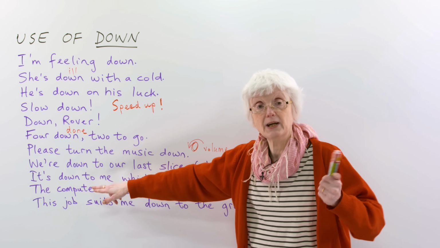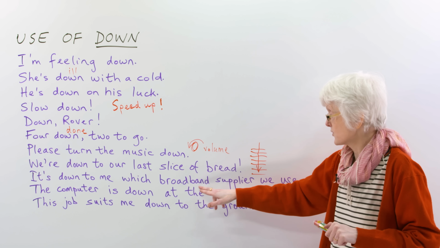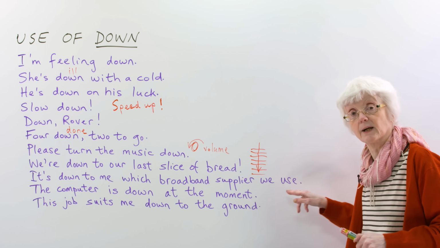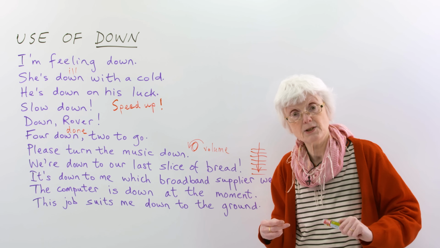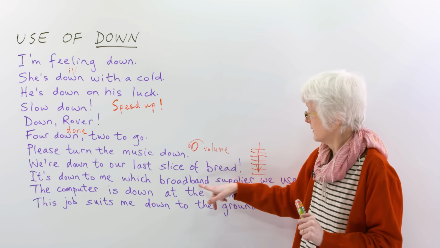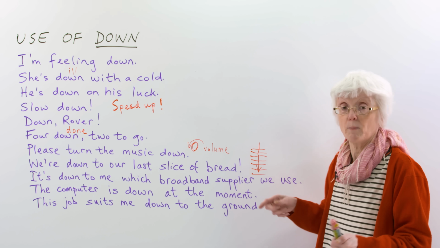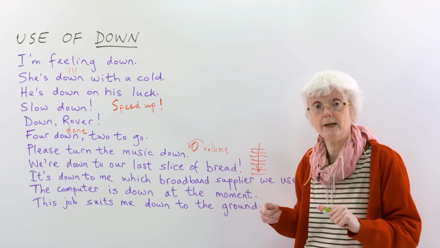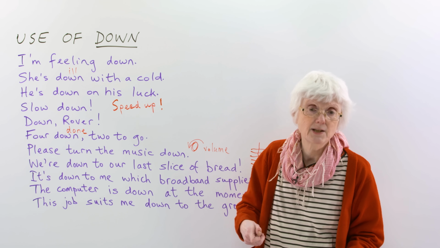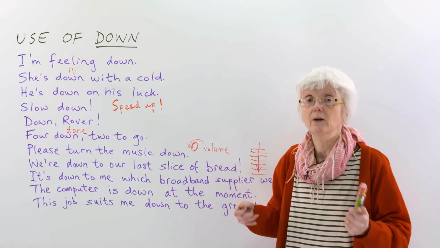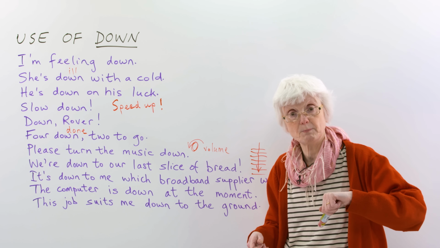And then if it's down to somebody, it's down to me which broadband supplier we use. That means I make the decision. I choose. There may be 3 or 4 broadband suppliers, and it may be my responsibility to decide which one to choose, looking at the prices and the service and all of that. So it's down to me, meaning it's my responsibility.